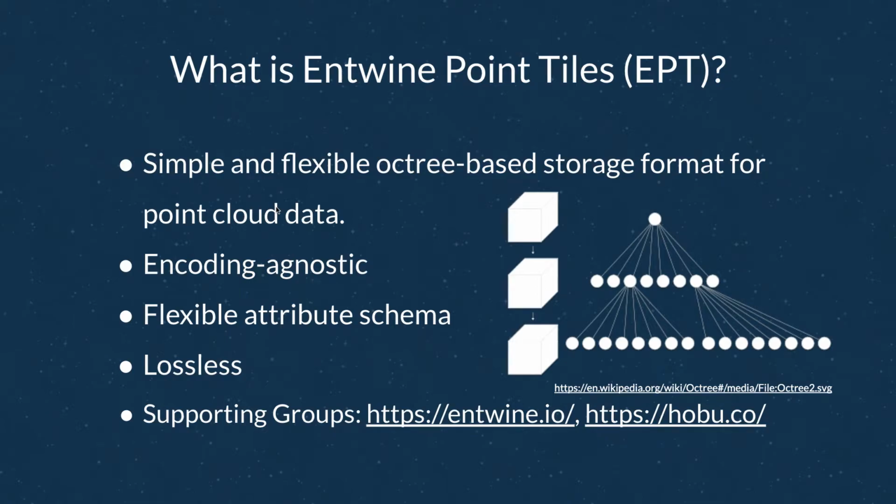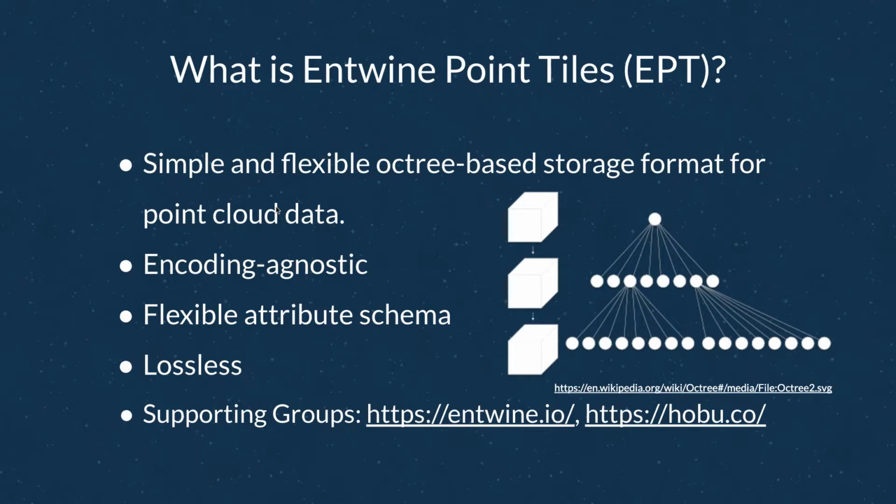Now, next, I'd like to talk about what Entwine Point Tiles is, which is the file format that we decided to investigate as part of this process. It's a simple and flexible octree-based storage format for point cloud data. It's encoding agnostic, which is technical jargon, meaning that it has quite a bit of flexibility built into what can go into and out of the octree-based storage system itself. It has a flexible attribute schema. As we mentioned on the point cloud slide previously, you do have a variety of attributes that can be attached to each point, and having a flexible attribute schema allows us to carry through the ones that we find important.